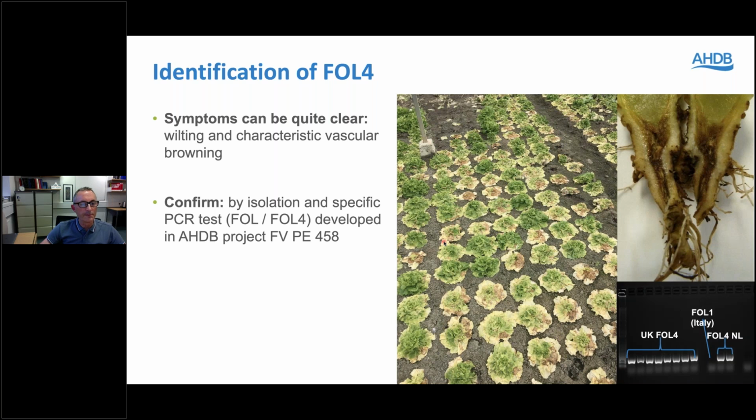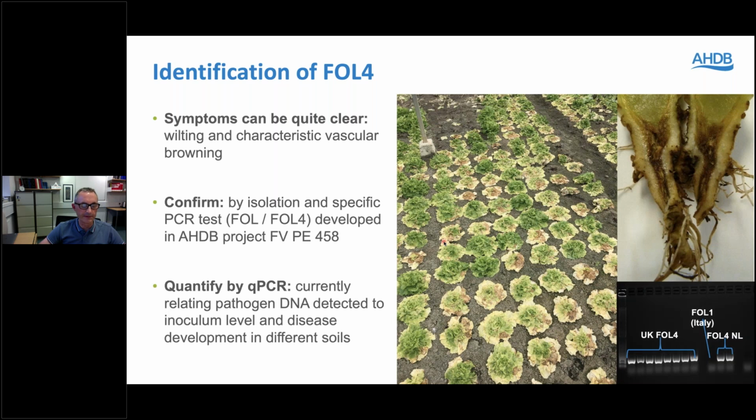So we can confirm this in the lab. We can isolate from those plants, and in fact, we've developed a molecular PCR test specifically for race 4, which was developed through the AHDB project. And this test is also quantifiable. So we're beginning to use this test to see whether we can estimate the amount of pathogen in soils, and we've used it for other research purposes as well.